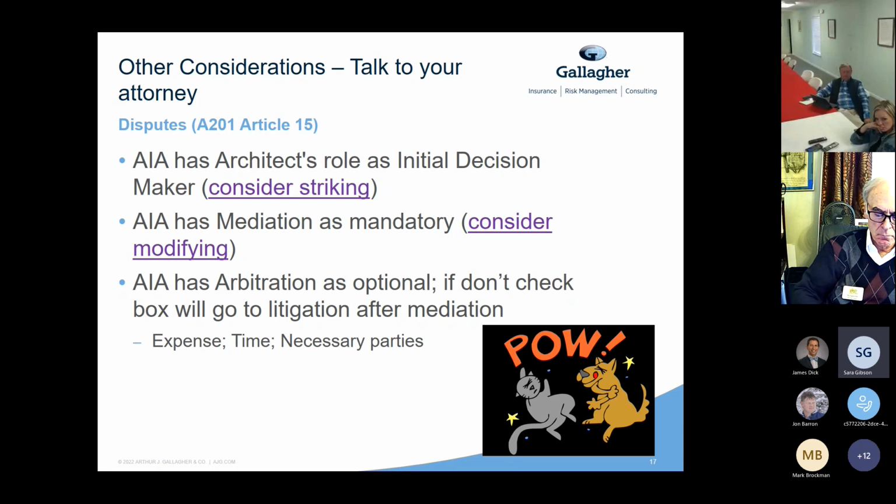But again, talk with your attorney, because that is something that a lot of the clients I work with don't realize is in the agreement, and that they just gave that responsibility to a third party for a claim that could be made against them.